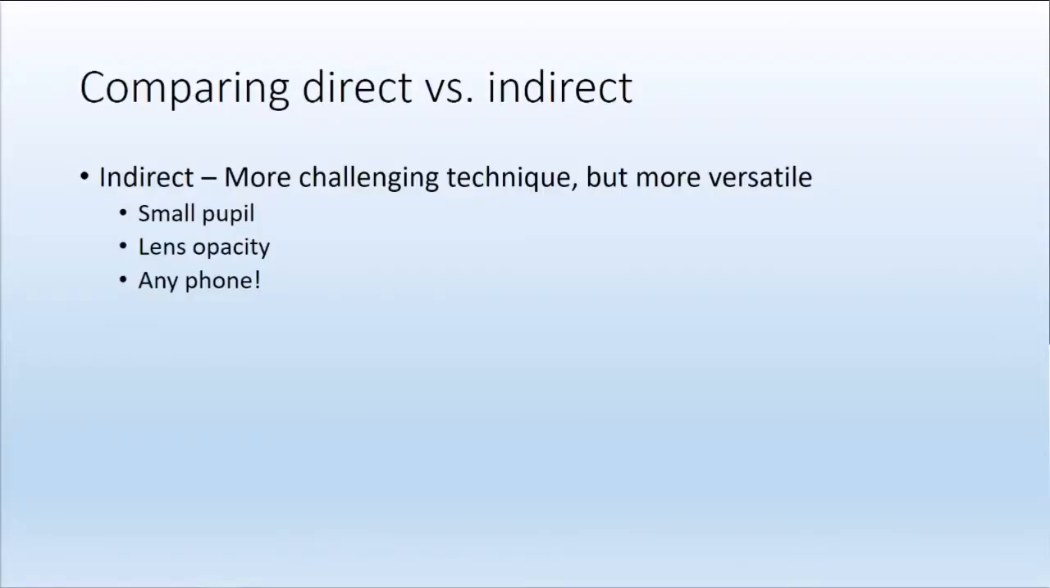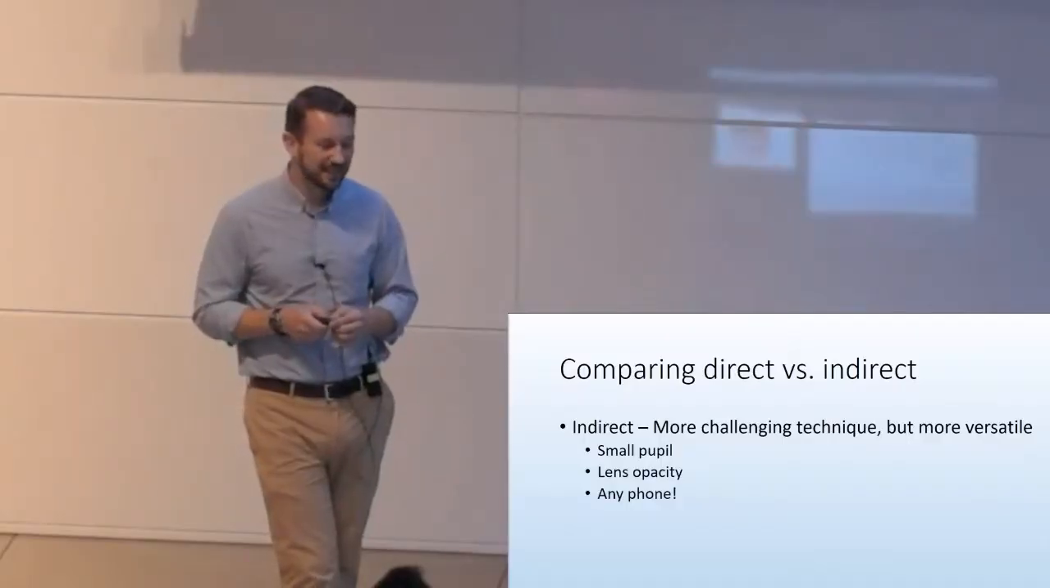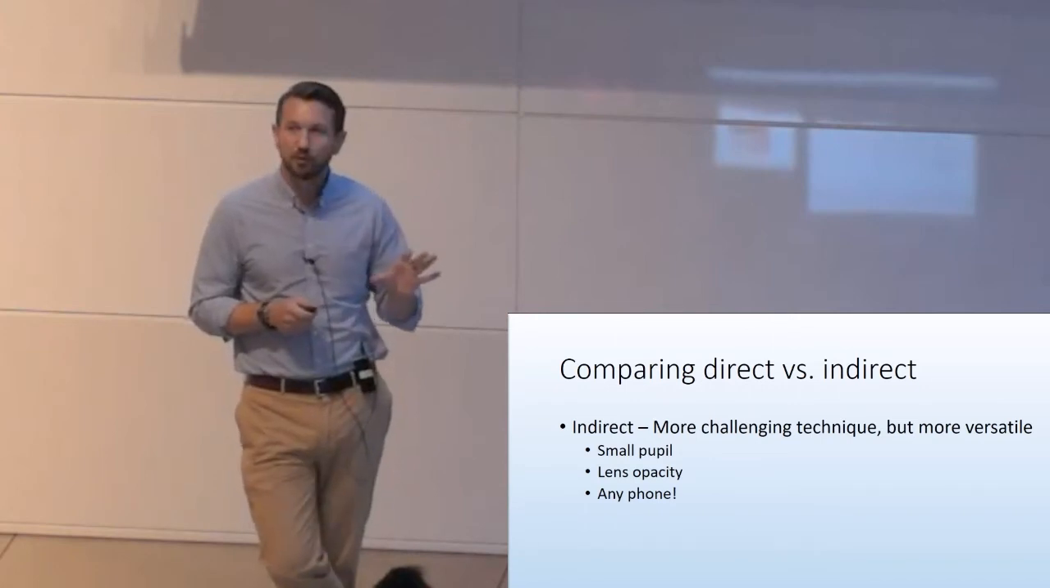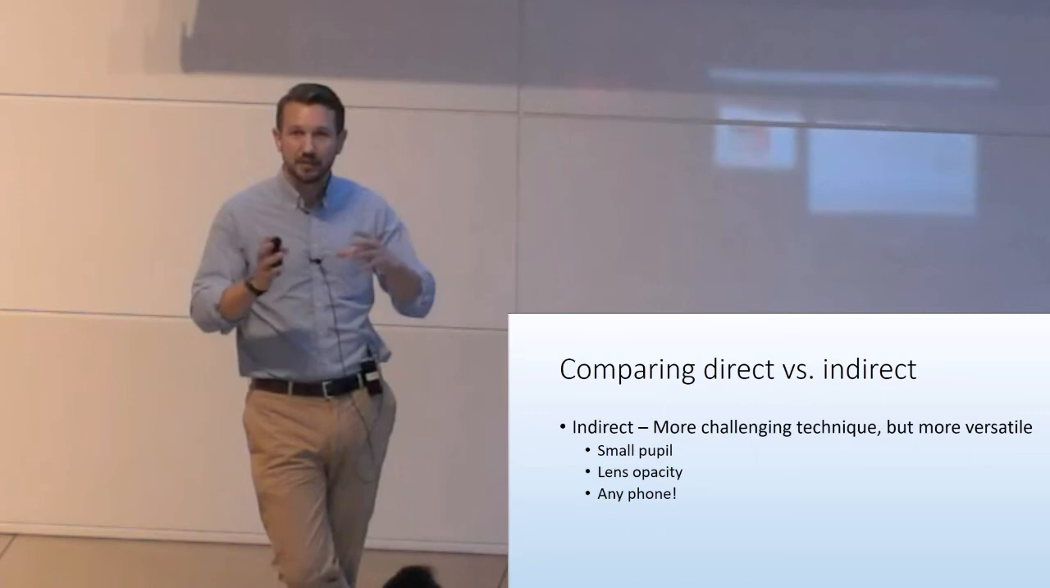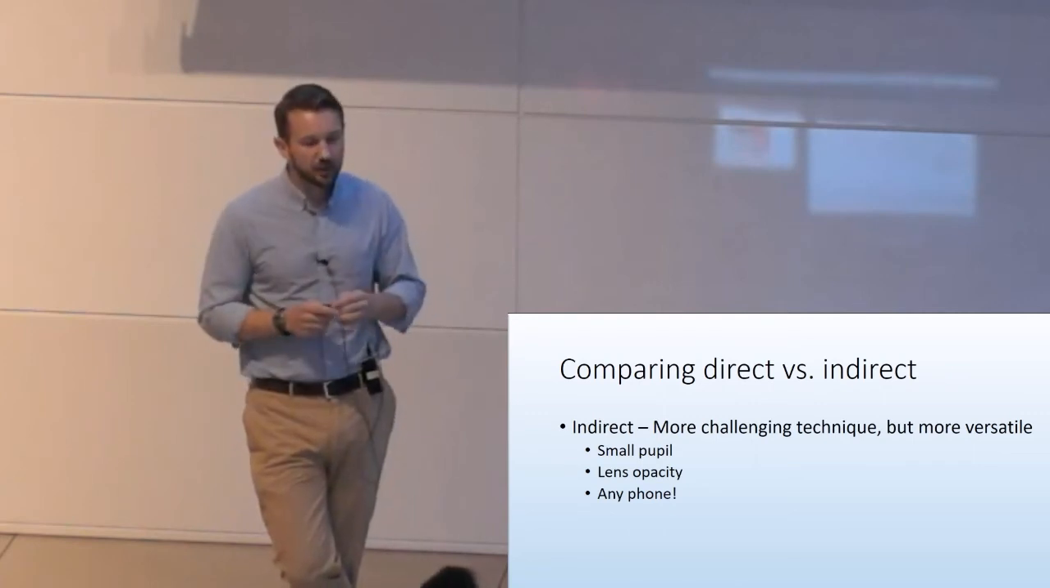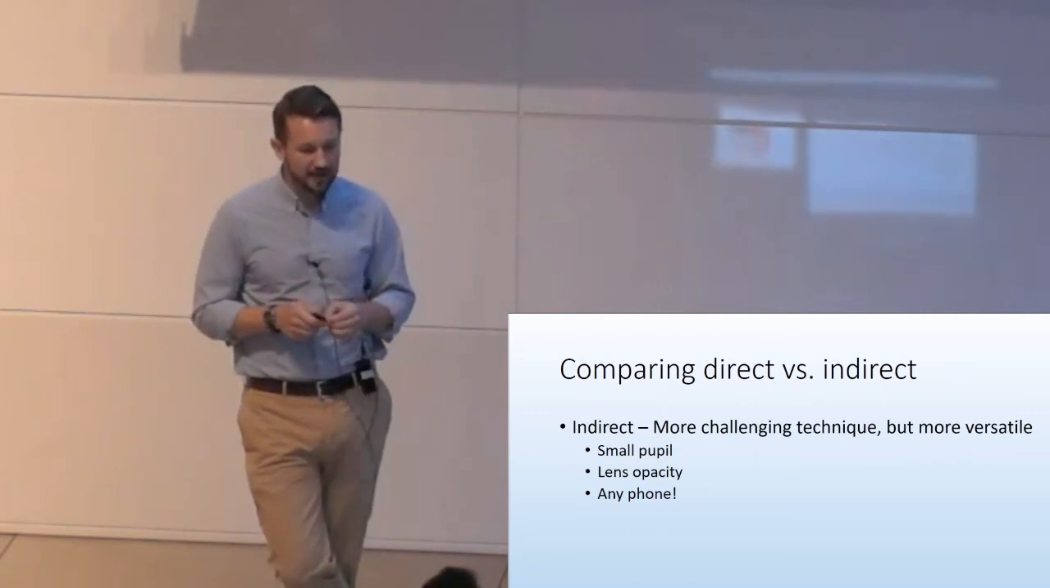So just in summary, indirect, more challenging to learn straight away. I would love to see if you guys come up with any images. I've yet to receive them, so it would really help these presentations out. Really good for a small pupil if you don't have tropicamide or if you can't control the room light environment to dilate the pupil with darkness. Good for lens opacities and good with any phone.